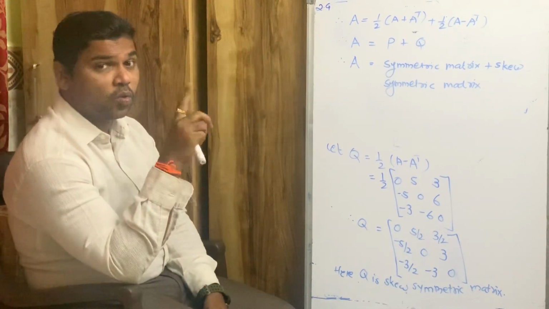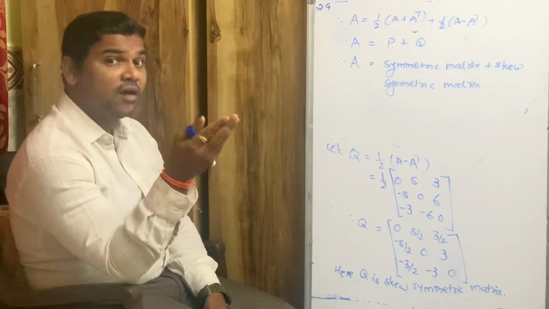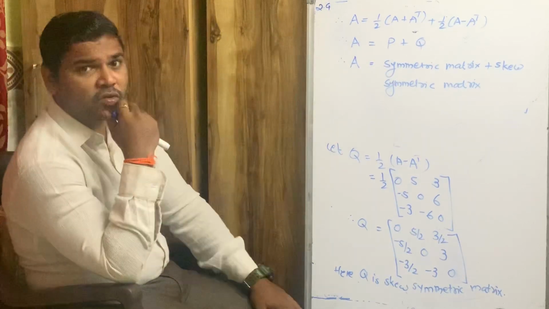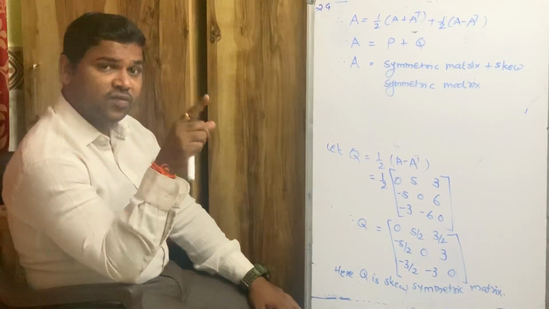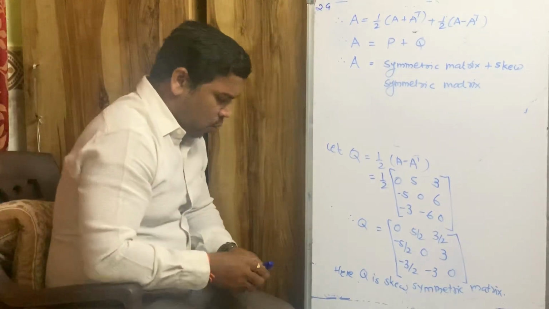So Q is equal to half of A minus A transpose, which comes as a skew symmetric matrix. And then just show A is equal to P plus Q, where P is the symmetric matrix and Q is the skew symmetric matrix. Are you getting it? Okay. Now question number 12.